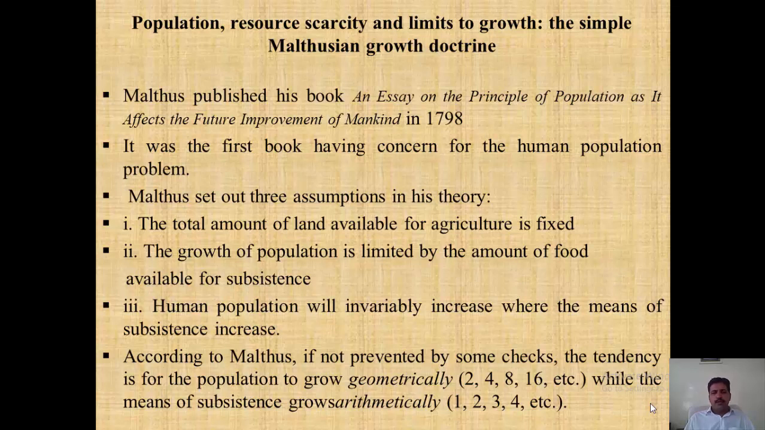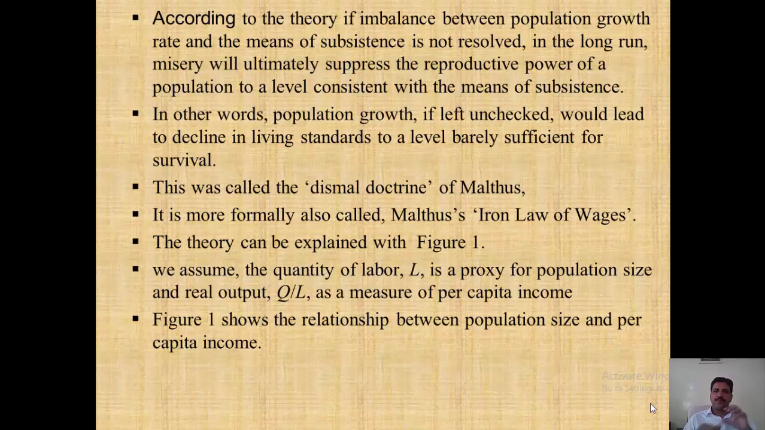Similarly, food production grows arithmetically like 1, 2, 3, 4, etc. If we compare the growth, then the growth of the population is very rapid. So if population is not controlled, it will grow at a much faster speed than the food production, and it will create many problems for human beings.